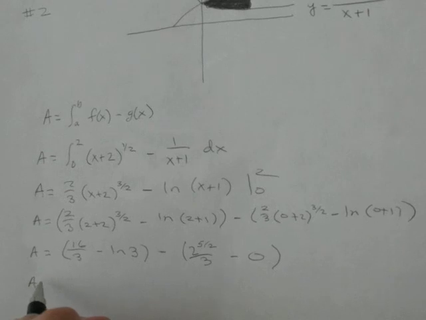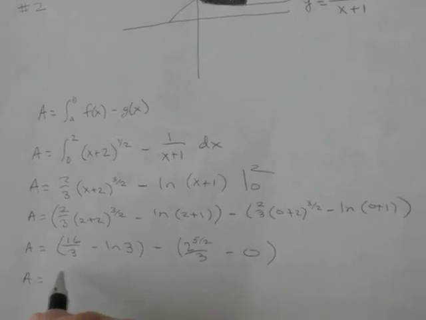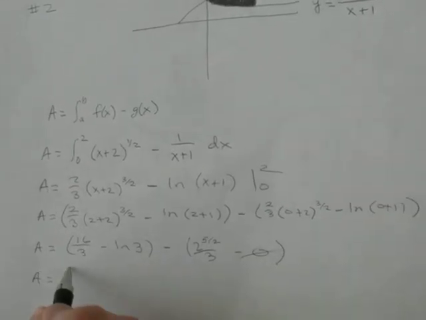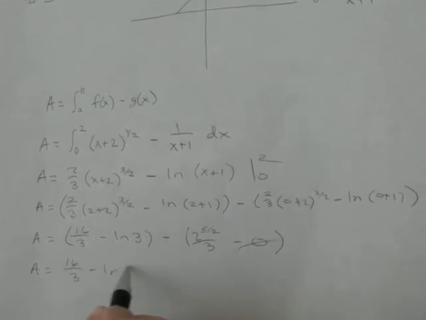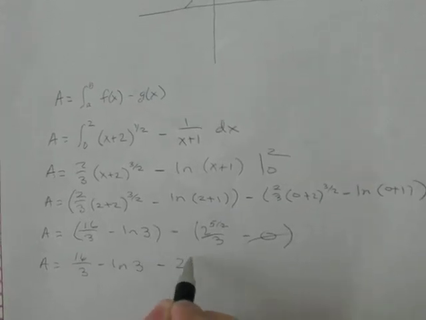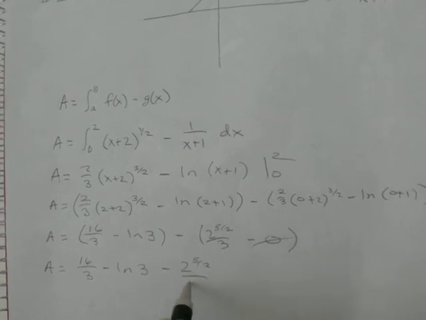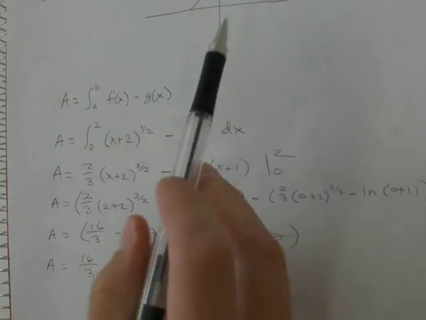So our final answer is, the 0 goes away, so we have 16 over 3 minus ln of 3 minus 2 to the 5 over 2 over 3, and that is going to be the area between these two curves. Thank you so much.